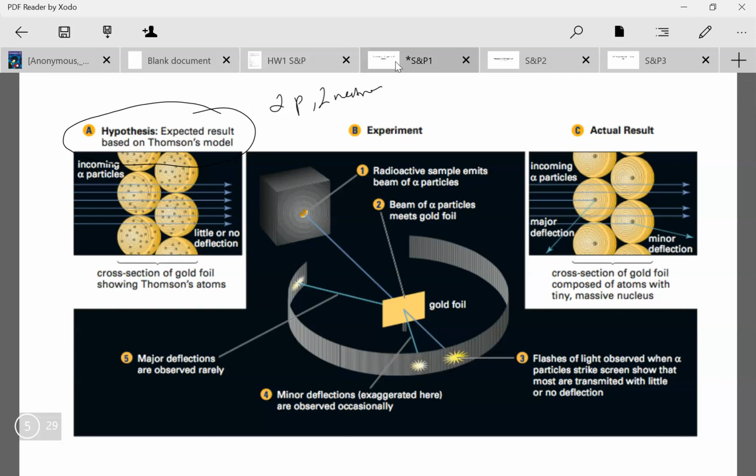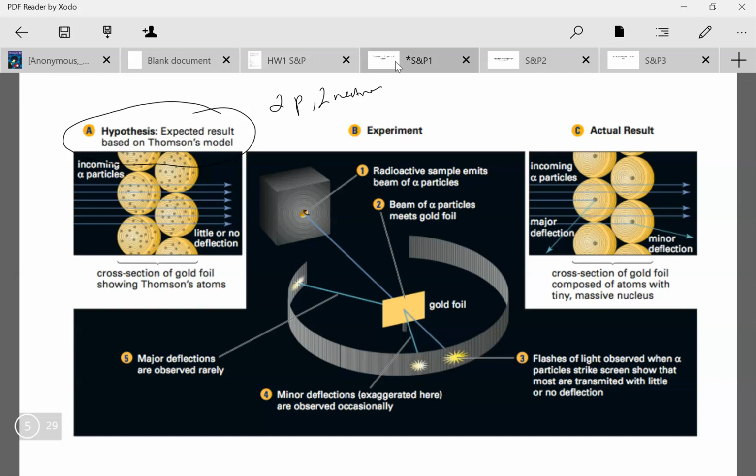They are going to throw alpha particles, and based on Thomson's model, what should have happened is all the alpha particles should have passed straight through, because there was no concentrated region of positive charge to repel or deflect these alpha particles. They expected them to just pass straight through the atoms. So what was the experiment that they did? That's exactly what they did, right?